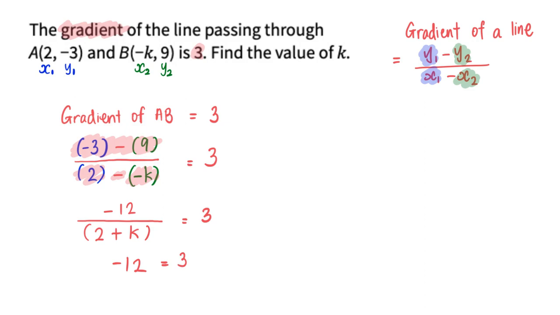Negative 12 is equal to 3 times 2 plus k. And that will eliminate the denominator of this equation. So let's continue to solve this equation. I'm going to multiply, expand and simplify this part here. I still have my negative 12. So this will be equal to 3 times 2 is 6, 3 times k is 3k.